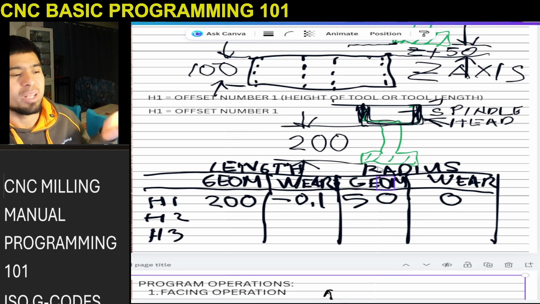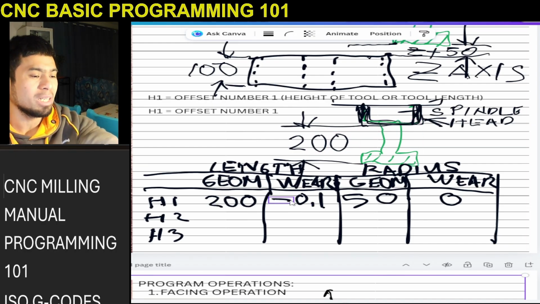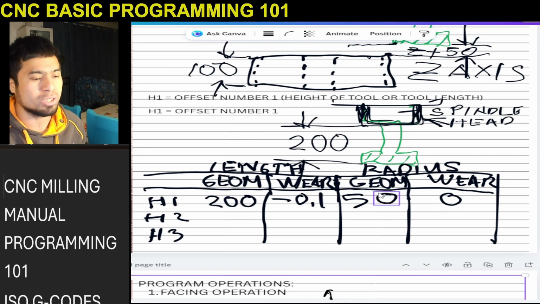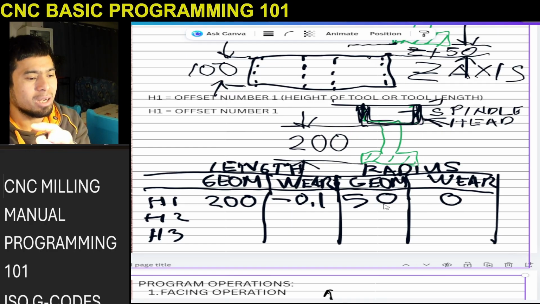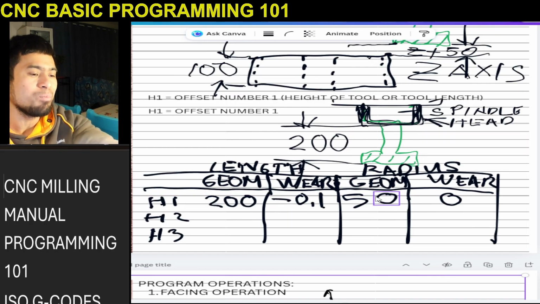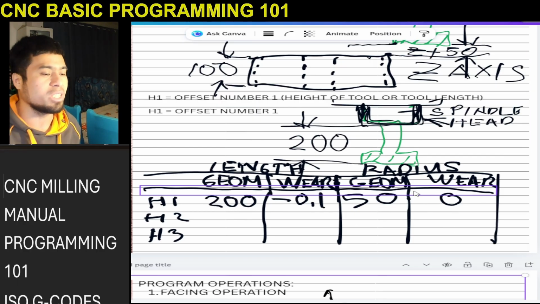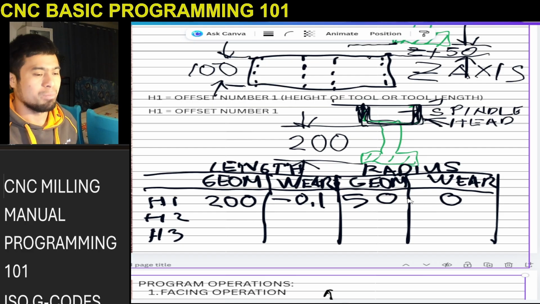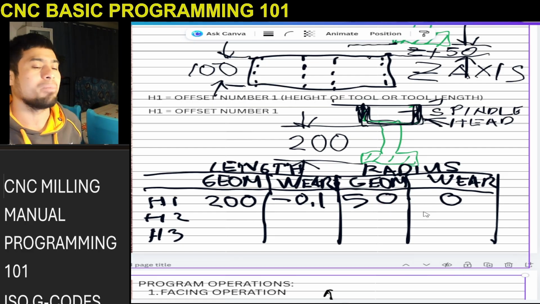Example, your thickness is 200.1, you want to adjust negative 0.1 more, so put negative 0.1 here and don't change your geometry. And also the radius, the half of your diameter, which is diameter 100 cutter, half of that is 50, so we put 50 here in the radius and 0. But right now we will not be using radius at the moment because it's only facing, so we just disregard this information. But to properly set your tool, you have to put 50 here in your geometry.